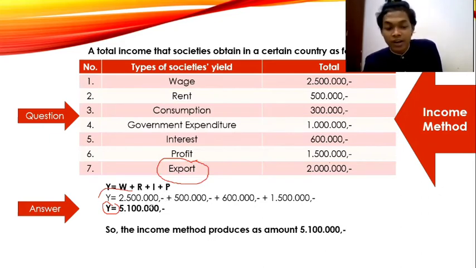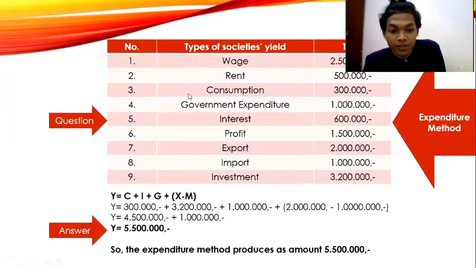Any questions so far? No, enough? Okay. Continuing to the next method, the third one. And how can we calculate or get the final result? So like this, we have to pay attention to the formula because the expenditure method is different from the previous method, that's income method. For the expenditure method, the components are first consumptions.